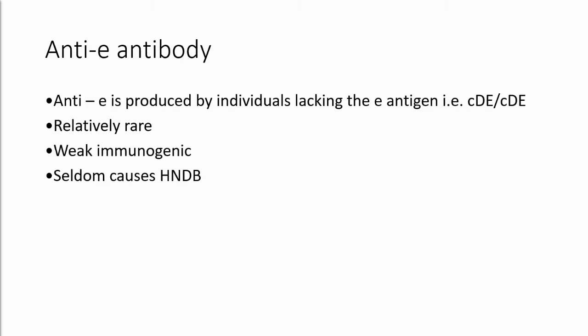And finally, anti-small e antibodies occur in a capital R2 person and is weakly immunogenic, seldom causing hemolytic disease of the newborn.